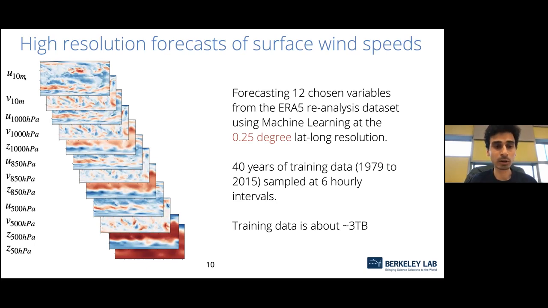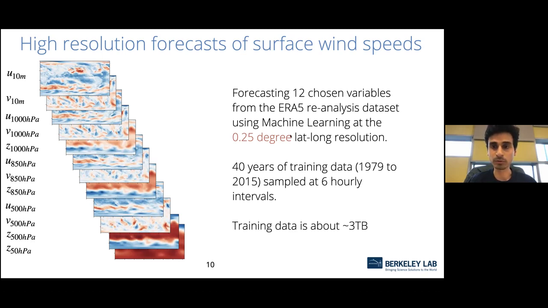But in order to be able to predict them, we are jointly predicting 12 of these chosen variables together to increase the forecast skill of the model, where you have wind velocities and the geopotential at a few different chosen vertical levels in the atmosphere. We use 40 years of training data, from 1979 to 2015, sampled at 6 hourly intervals. This leads to a pretty large training data set size, 3 terabytes. It's large, but it's not as large as it could be.